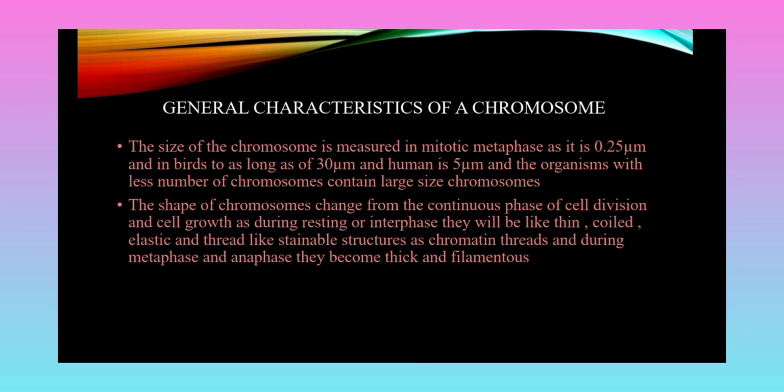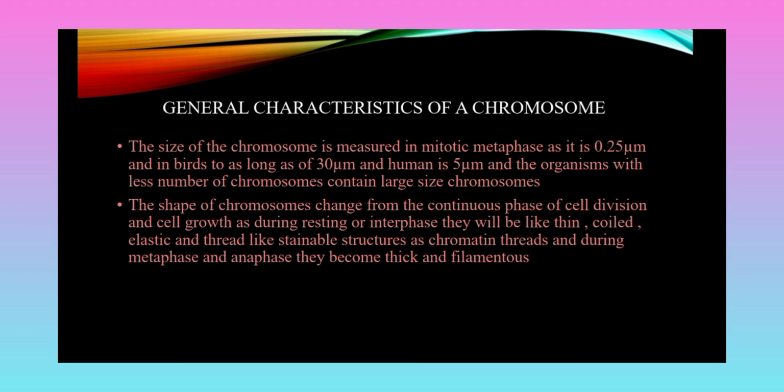Now coming to the general characteristics of a chromosome. As I have said in the previous slides, the size of a chromosome is measured in mitotic metaphase, that is in the cell cycle, the metaphase of mitosis. When mitosis occurs, the size is 0.25 micrometer in birds, up to 30 micrometers in some organisms, and in humans it is 5 micrometers. Organisms with fewer chromosomes have larger chromosomes. Means the less number have large size, the more number have small size.